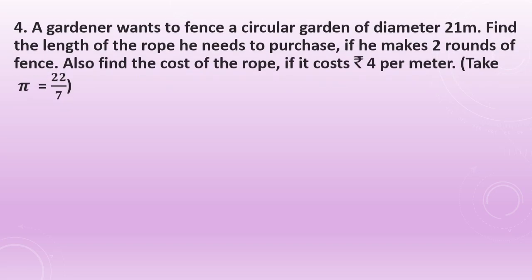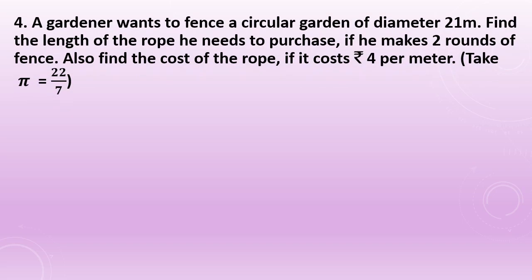Now we move to question number 4. A gardener wants to fence a circular garden of diameter 21 meter. Find the length of the rope he needs to purchase. If he makes 2 rounds of fence, also find the cost of the rope if it costs rupees 4 per meter. Take pi equal to 22 upon 7. So let's move to the answer.